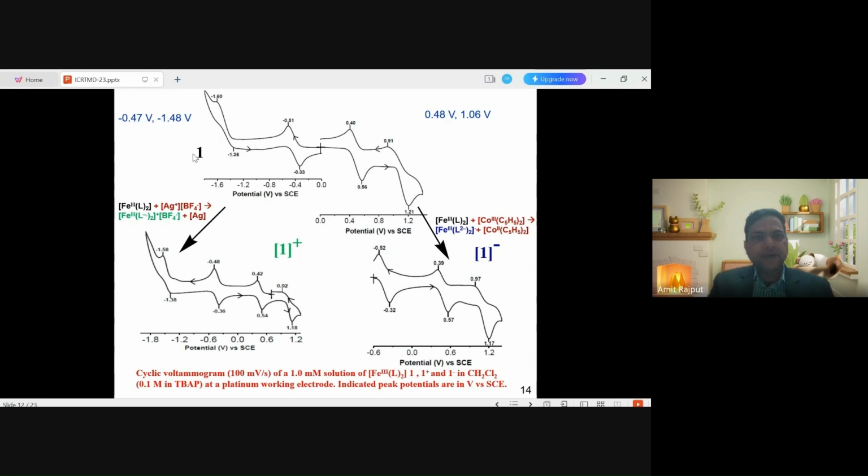In the starting solution, the color was bluish black. When you add the cobaltocene, it changes into a dark blue color. So now you got this species. Similarly for the one electron oxidized species, I cut here and got the one electron oxidized species. So from the one iron complex, I got a one electron reduced species and a one electron oxidized species. All of this was done in an anaerobic environment.